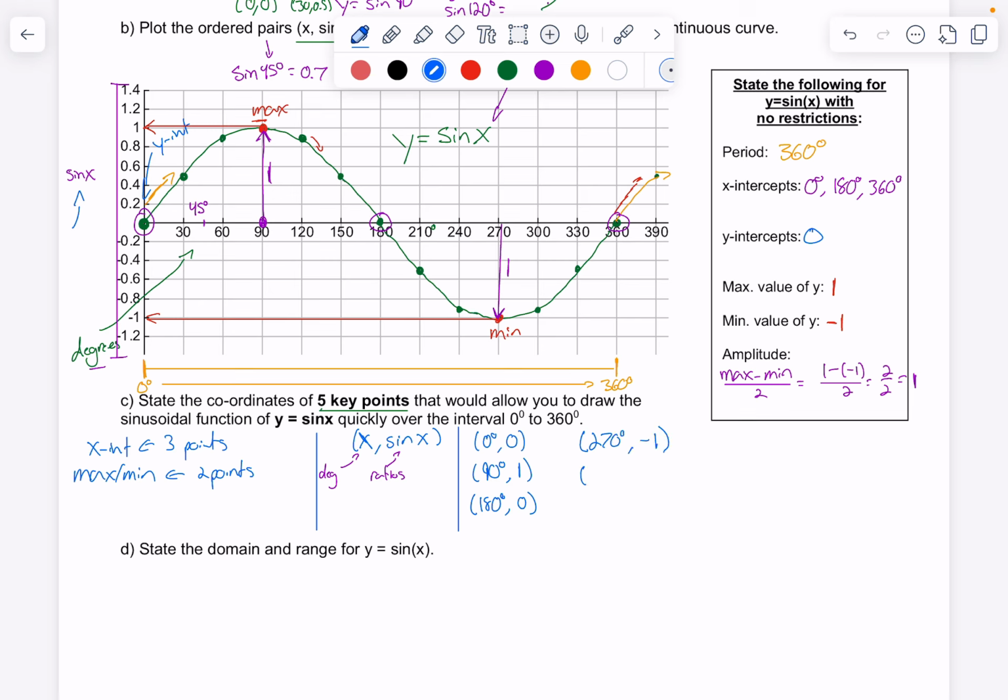And then you have your last point, 360 degrees. Finally, back to your x-intercept, 0. Okay, so commit these 5 points to memory.